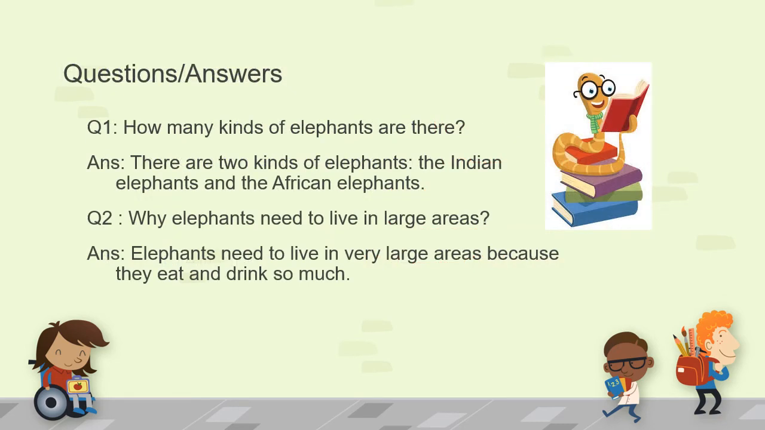Now start doing the question answers. Number 1, how many kinds of elephants are there? The answer is there are 2 kinds of elephants, the Indian elephants and the African elephants.